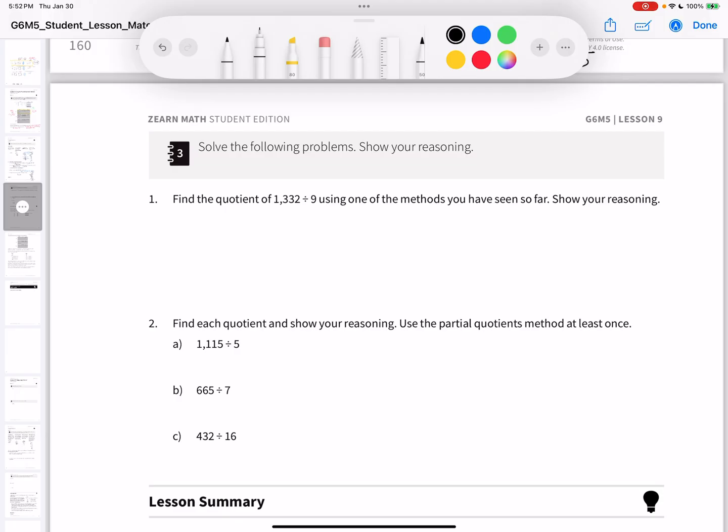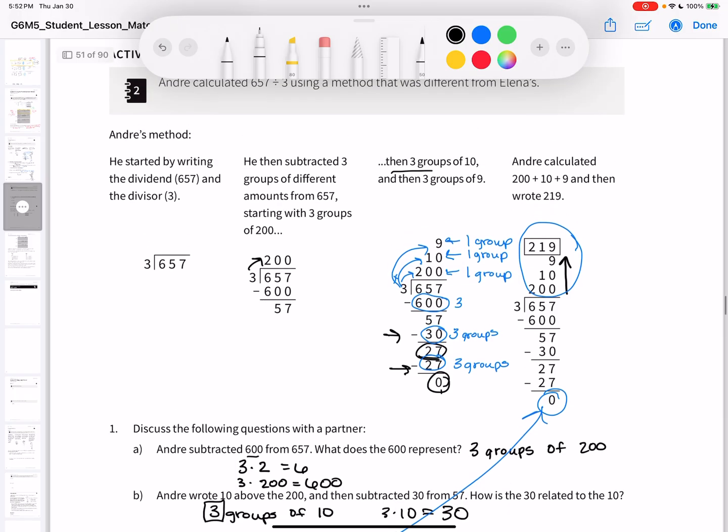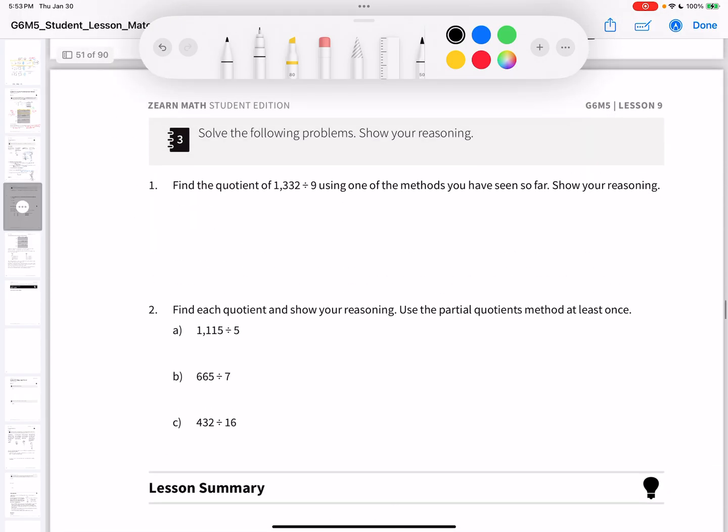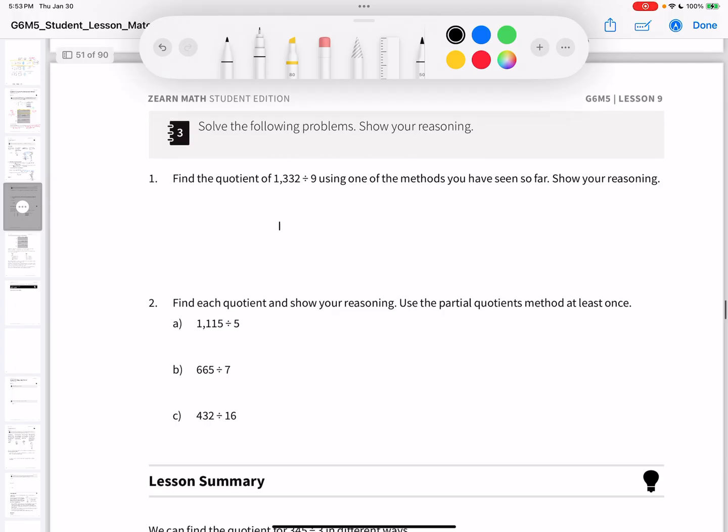1,000 is pretty big, and to do 9 groups, that's a lot to draw. So I am going to use this method, Andre's method, of finding partial quotients. Okay, so here we go. 1,332 divided by 9. So I see this is over 1,000, and I know 9 times 100 is 900. So I'm going to start there, because why not?